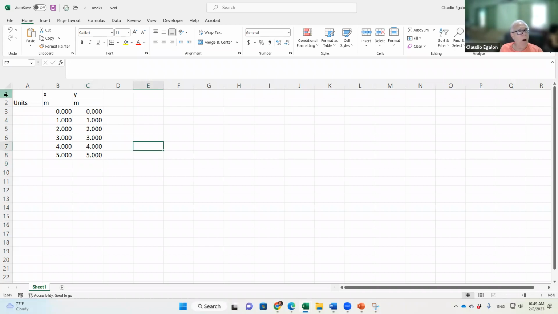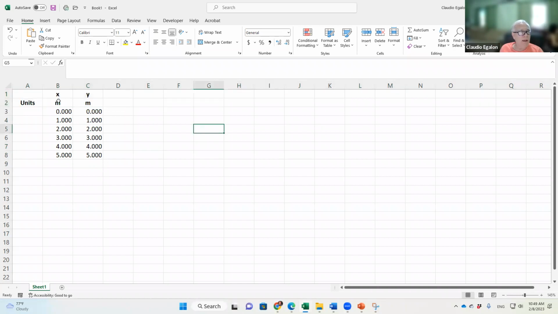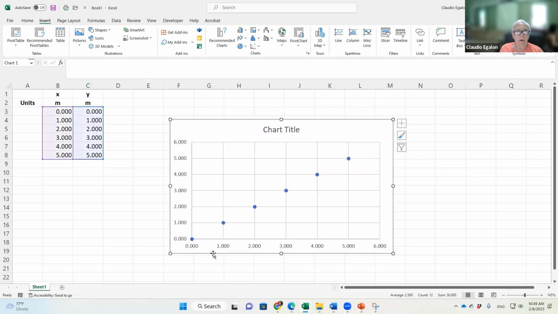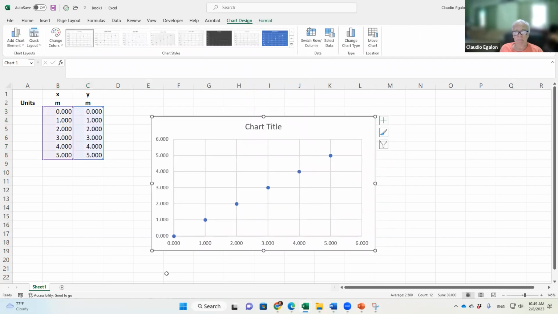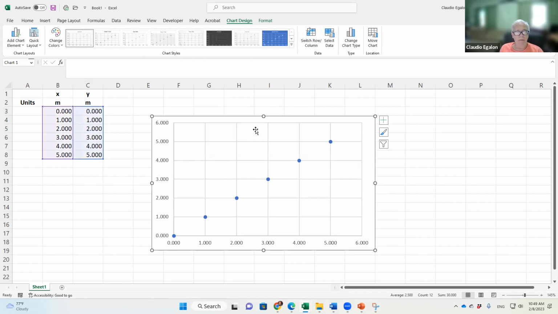When I plot those values, what you have to do is highlight those numbers, insert, and graph it, right? Here you go. That's how you plot a graph in Excel.